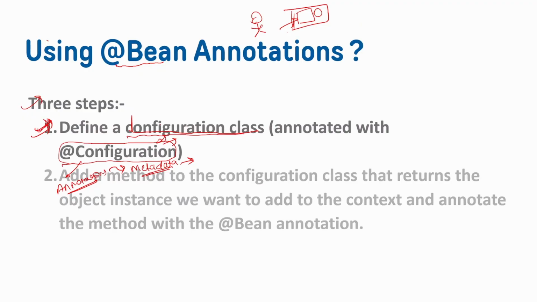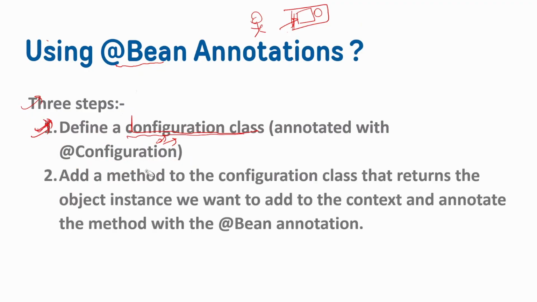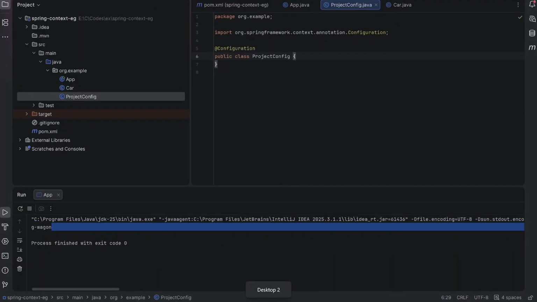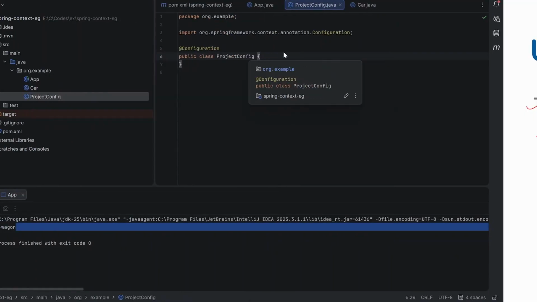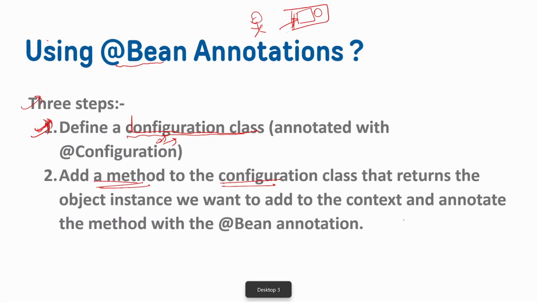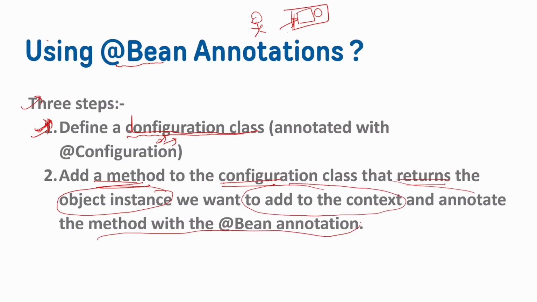In the next step we need to add a method to the configuration class that we have created. What will it return? The object instance we want to add to the context. So let's see, and annotate the method with the @Bean annotation.